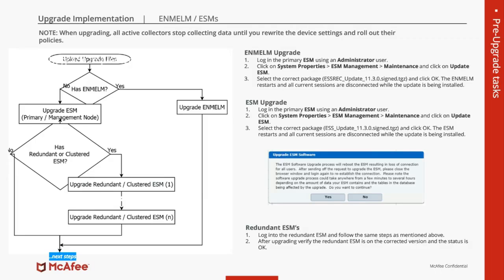If we have a combo device, yes, go ahead and upgrade that and then move on. If it's a redundant ESM or just a primary ESM or a standalone ESM, just go ahead and do that. For the redundant, you'll do the primary first, and then you'll move on to the redundant or clustered ESMs after that.